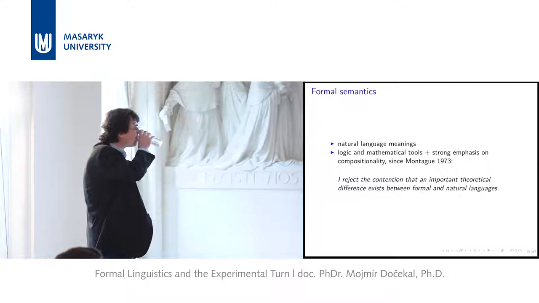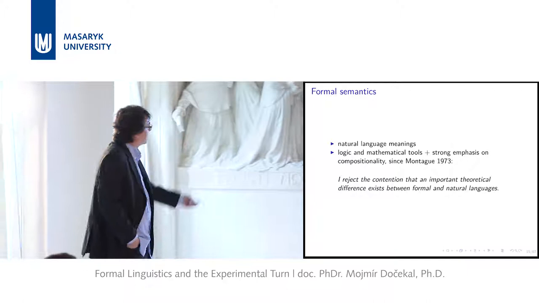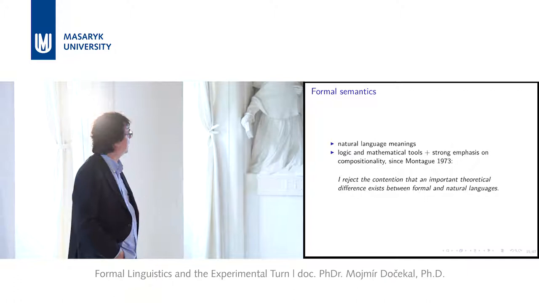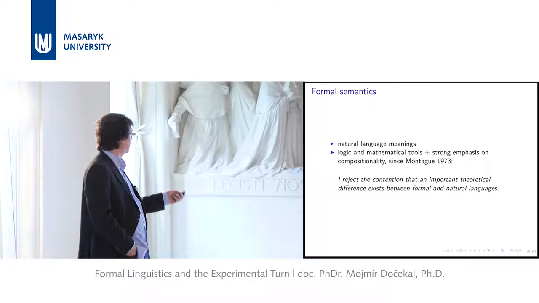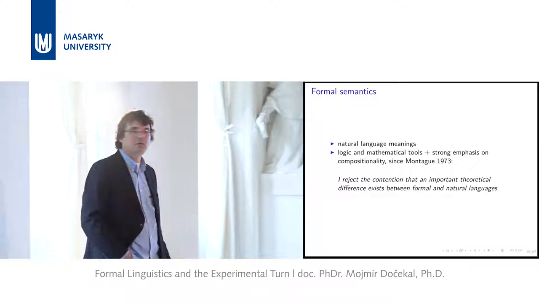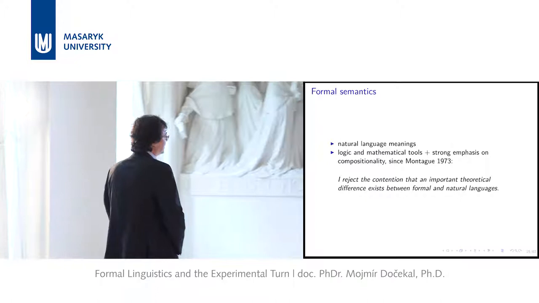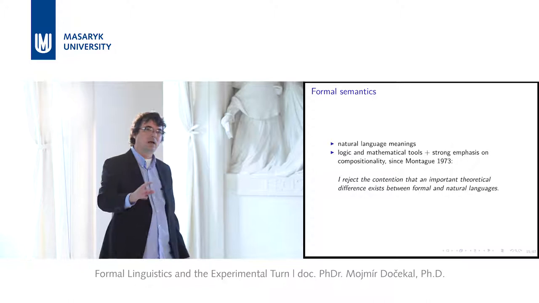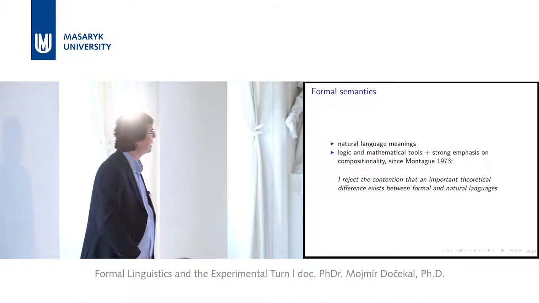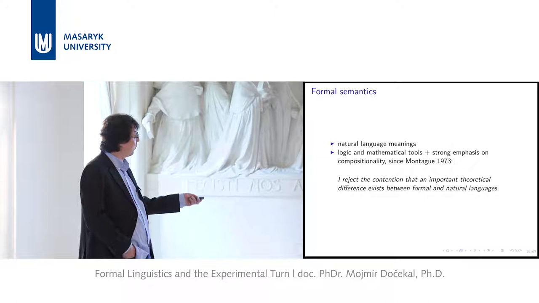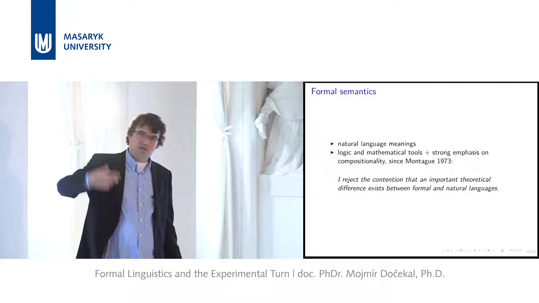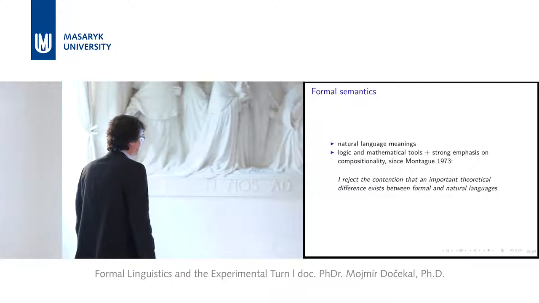And it started with a couple of articles by Richard Montague, who wasn't a linguist at all. He was a logician and mathematician, and he said in his article that he rejects the contention that an important theoretical difference exists between formal and natural languages. So according to Montague, between Czech and Python, or Czech and predicate logic, there is no real difference. So he really started to try to rewrite English into some sort of logical formulas. And even if we know now that this is a really big simplification, it was a good heuristic start of a program. And I will show you again on some examples how these things work.